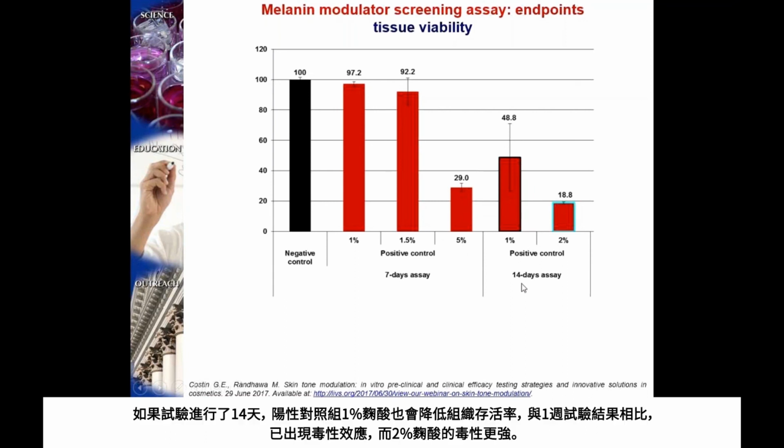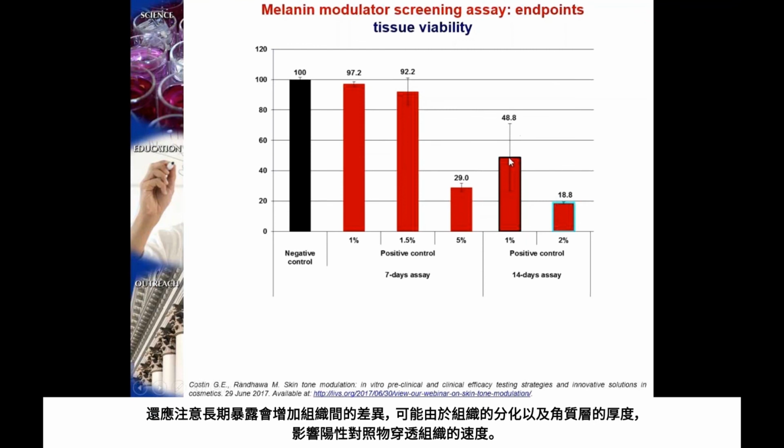If the assay is performed for 14 days, for example, with the positive control, even 1% tissue viability shows toxicity effects versus the 1-week assay, and the 2% is even more toxic. We'll also notice with longer exposure times variability between the tissues, possibly due to differentiation of the tissues and thickness of the stratum corneum, that may impact the rate of penetration of the positive control through the tissue.